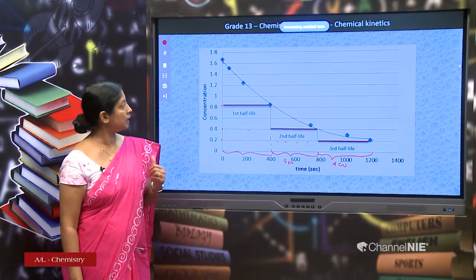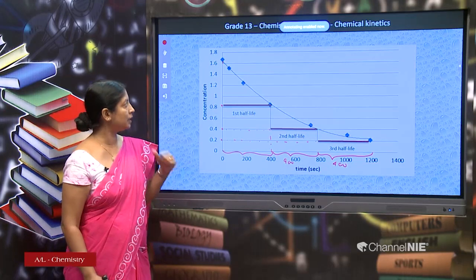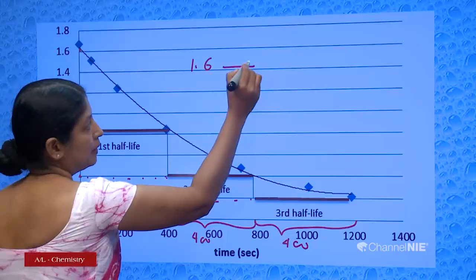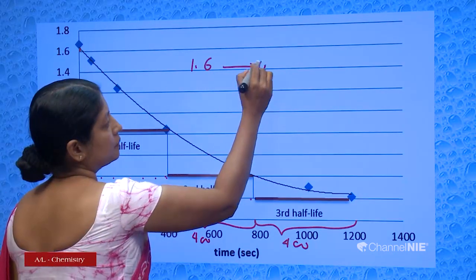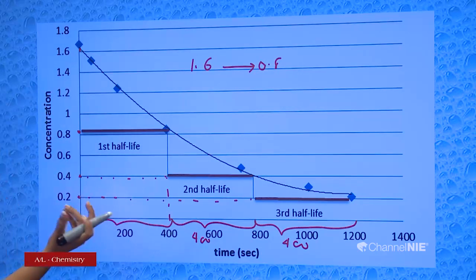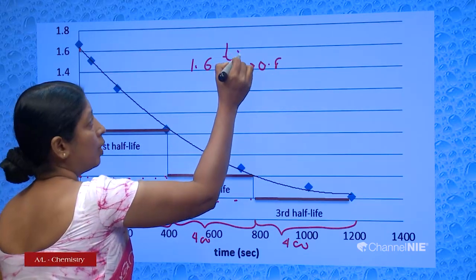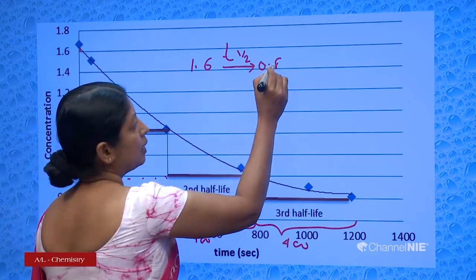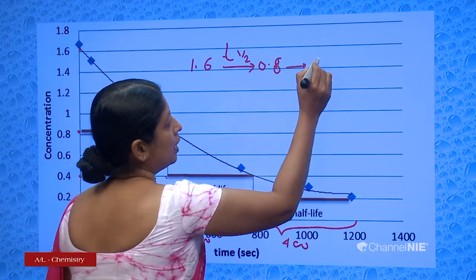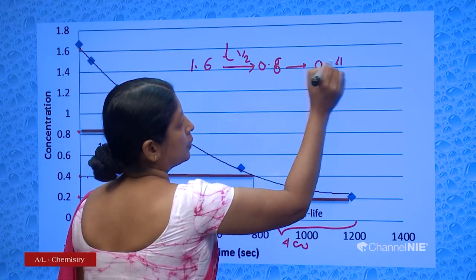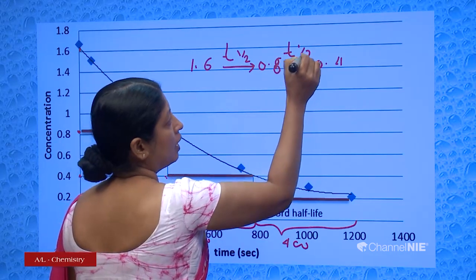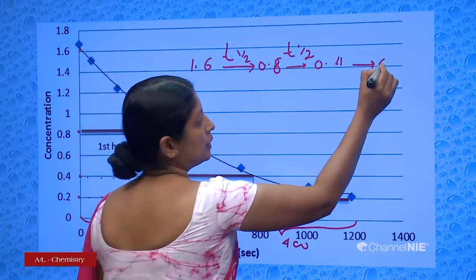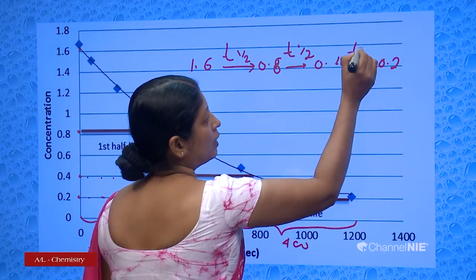To make it more clear, I will write it like this. If you are provided with an initial concentration of 1.6, half from that means 0.8. To get done this change, we need to spend 1 half life. How do we write half life? It is written as T half. Then half from 0.8 means 0.4. Then to get done this change, we need to spend another half life. Half from this one means then 0.2. To get done this change even, we need to spend another half life.